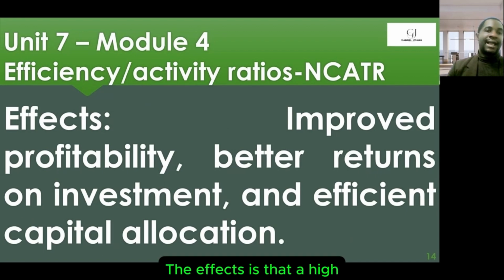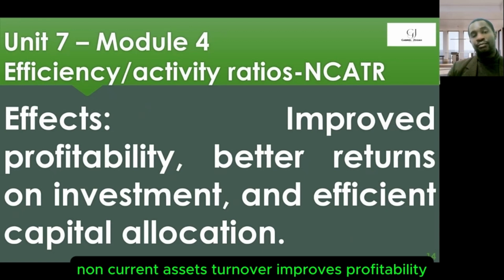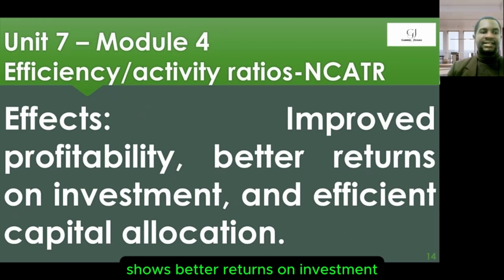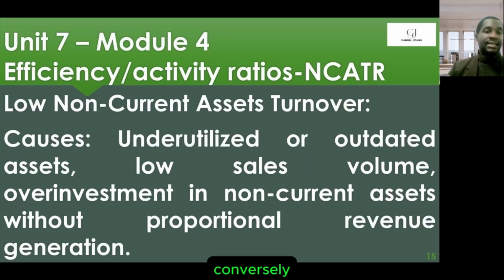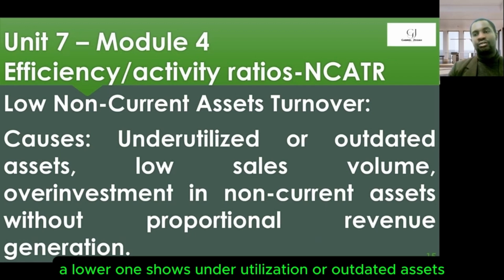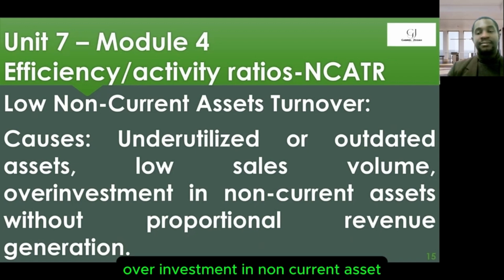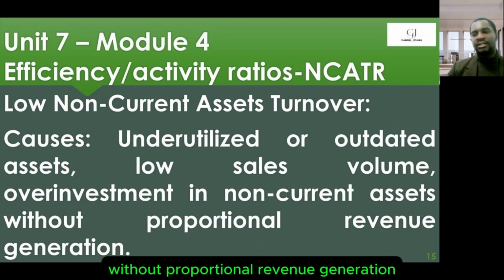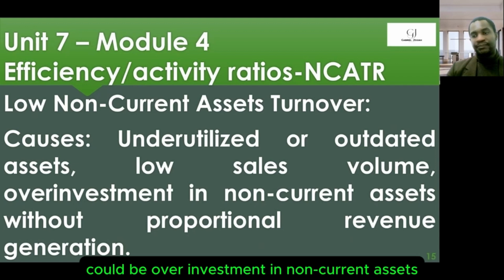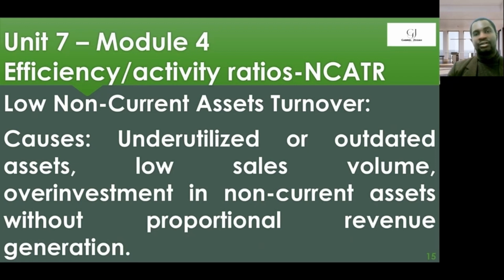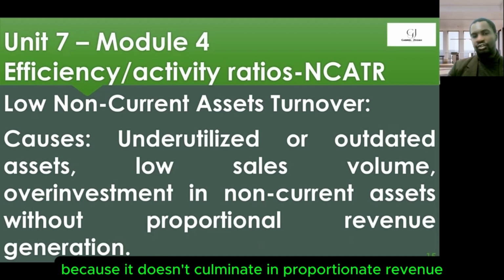The effect is that a high non-current asset turnover improves profitability, shows better returns on investment, and efficient capital allocation. Conversely, a lower one shows underutilization, outdated assets, low sales volume, overinvestment in non-current assets without proportional revenue generation. So where you have a low non-current asset turnover, the cause could be overinvestment in non-current assets and underutilization of the same, because it doesn't culminate in proportionate revenue generation.